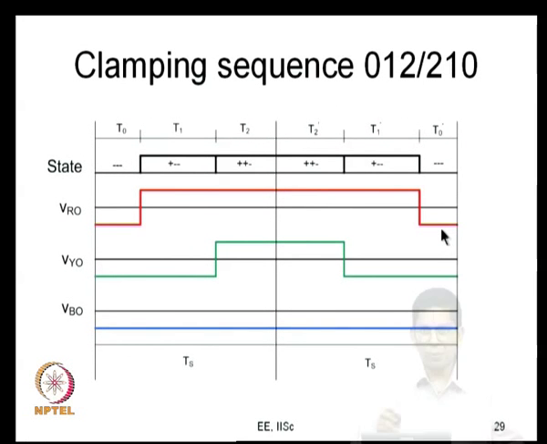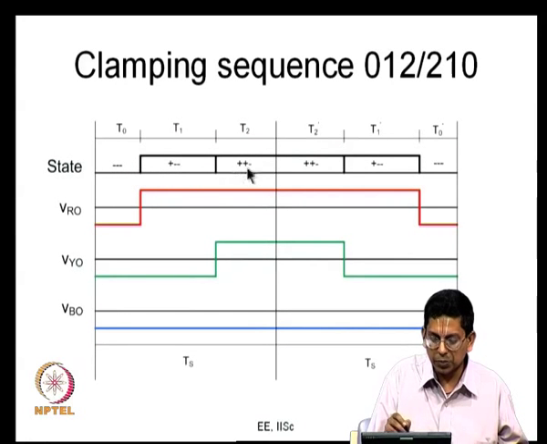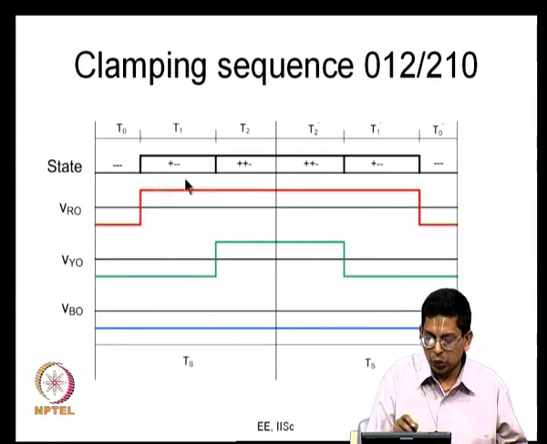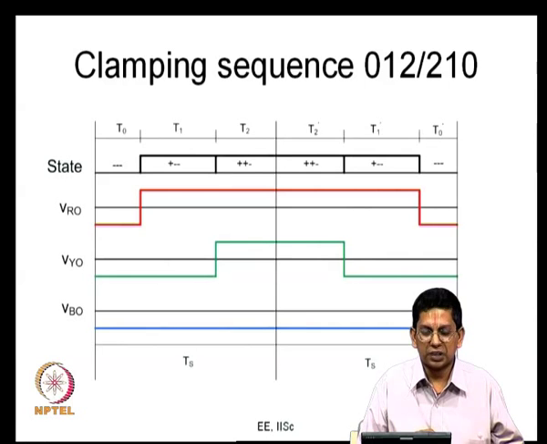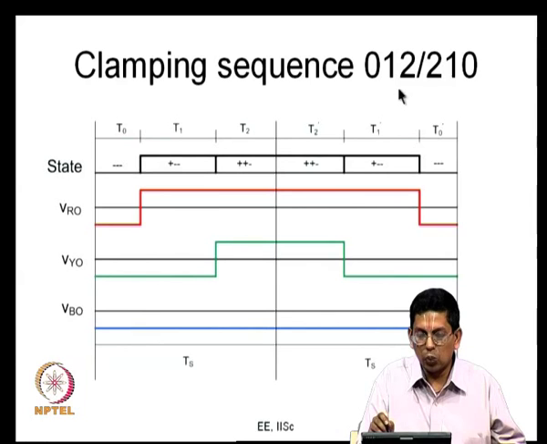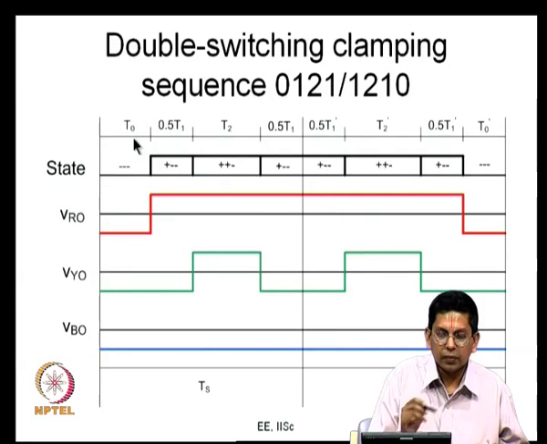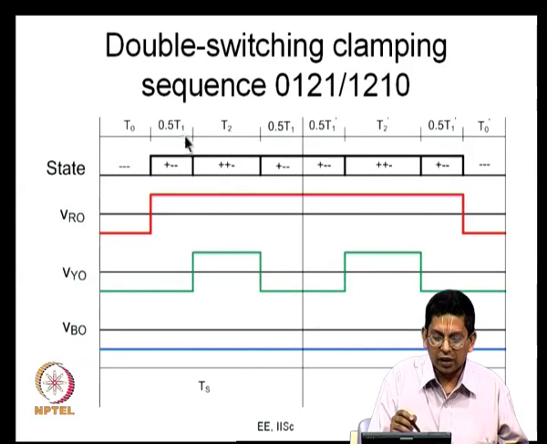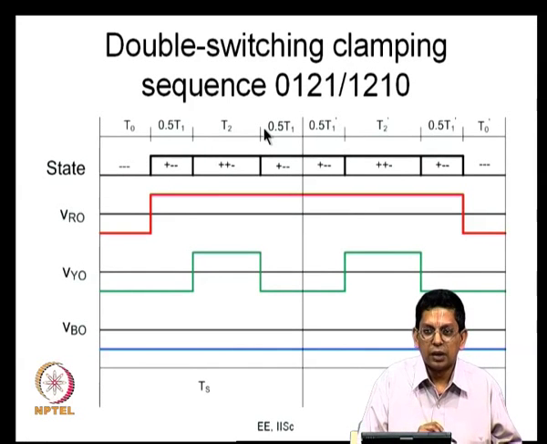So, this is your clamping sequence. Start with the clamping sequence where you are applying 0, 1, 2: minus minus minus, plus minus minus, and plus plus minus. So you have VRO switching like this, this is VYO, and this is VBO, which is always equal to minus VDC by 2. Now this is 0, 1, 2, 1. What am I doing? I am applying 0 for T0 seconds, then I am applying 1 not for T1 seconds but for 0.5 T1 seconds. Then I am applying active vector 2 for T2 seconds as before. Then I am going back to state 1 and applying it for 0.5 T1 seconds.